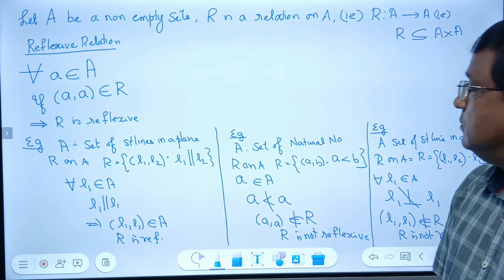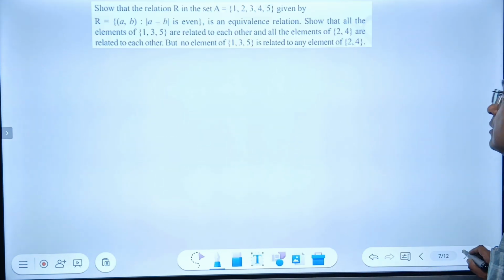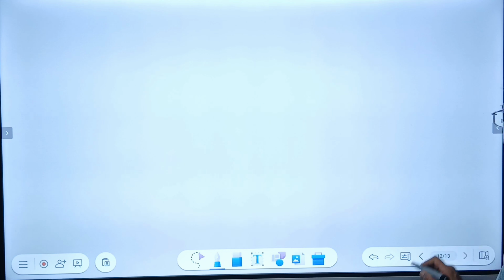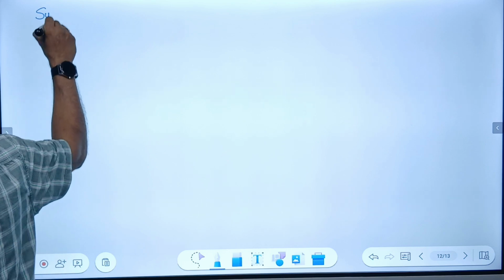Now let's go to the last page. I need some space. Okay, let's come back to this. Now I'll talk about the next relation called symmetric.